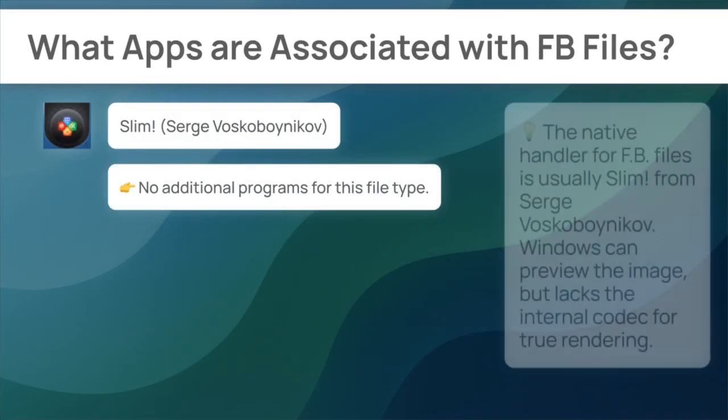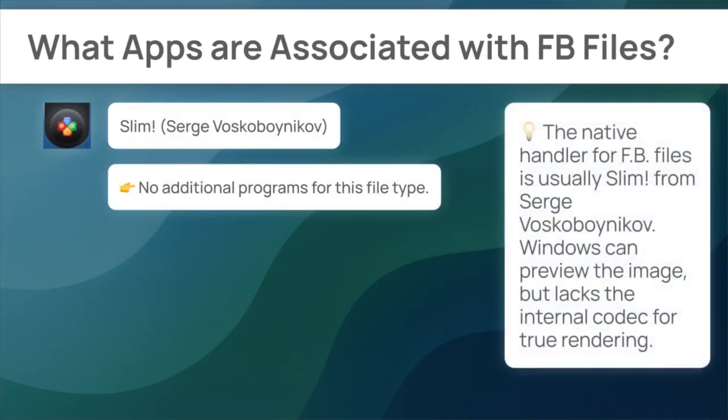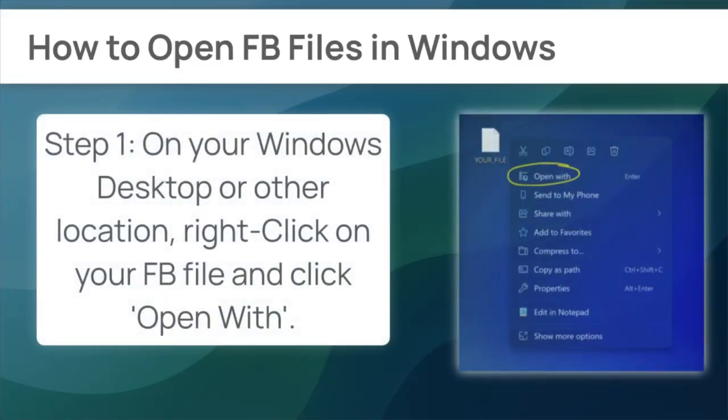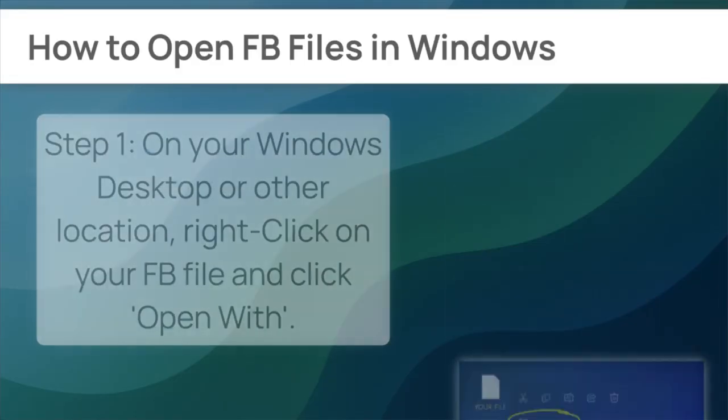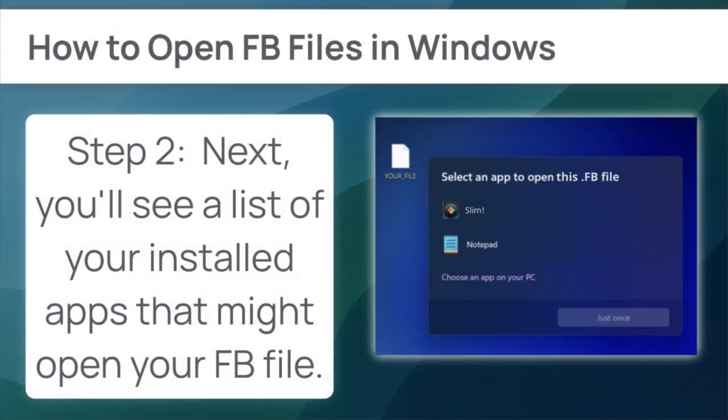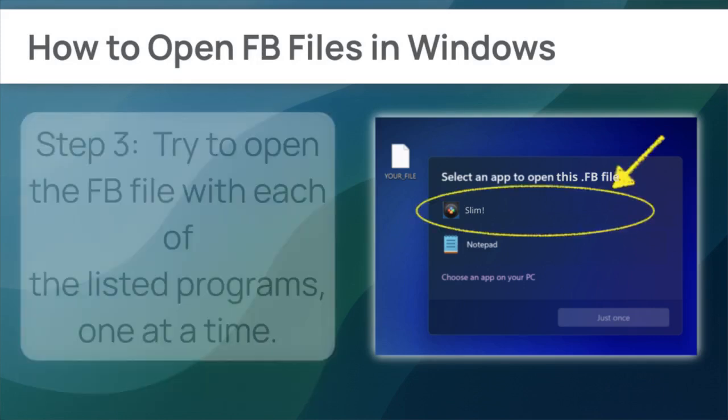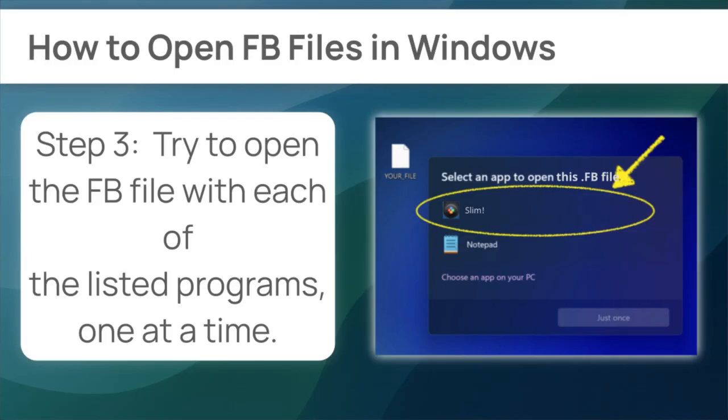Windows provides limited insight into this file, showing only basic attributes. Windows exposes only limited internal information, meaning full interpretation depends on the generating tool. We are testing every installed program for file recognition. Right-click your FB file and choose Open With. Test Slim first. If it fails, select another application. The solution lies in finding the right reader.